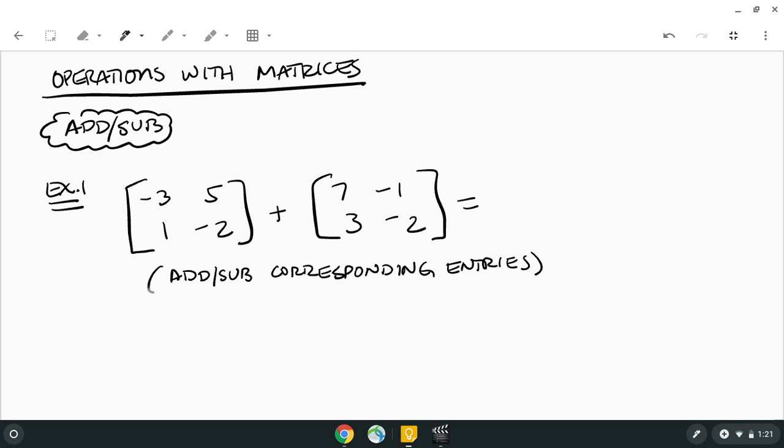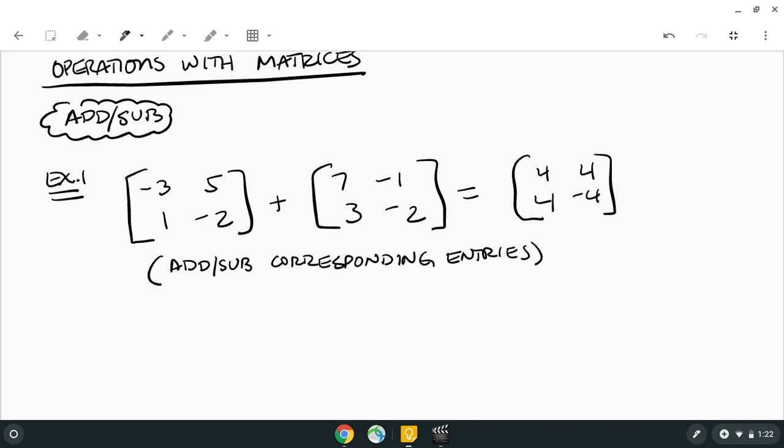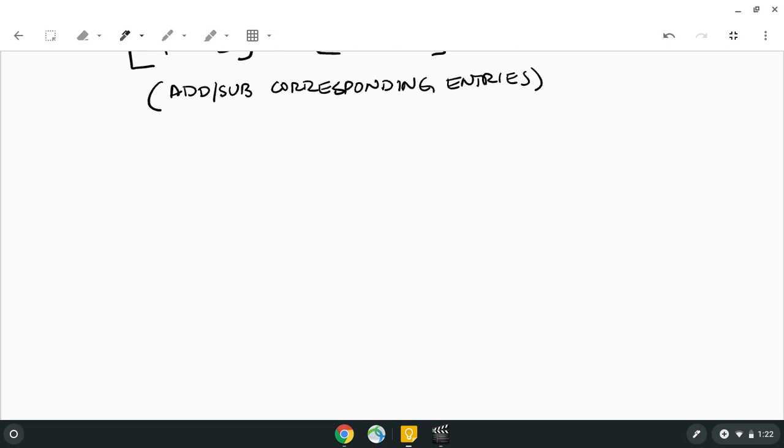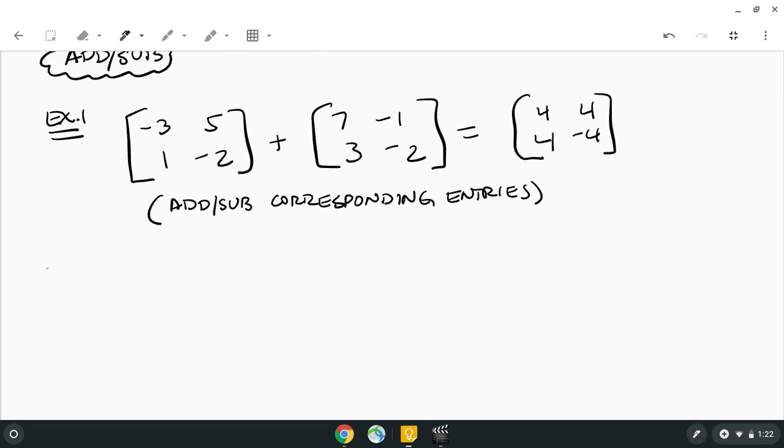So the negative 3 with the 7, that'll give me 4. 5 plus negative 1. And then down below, 1 plus 3. And negative 2 plus negative 2. So that's what we would get. Same thing with subtraction. So let's take a look here.